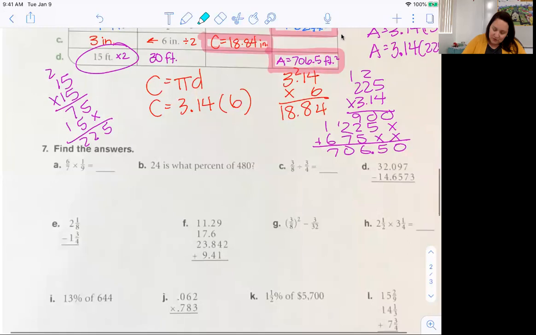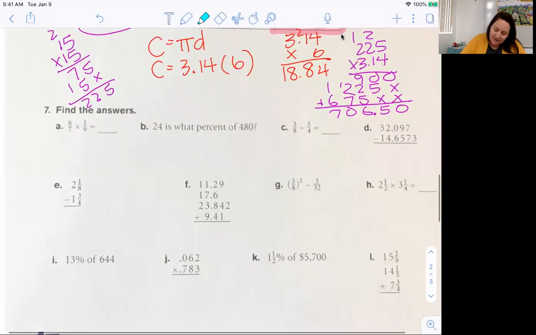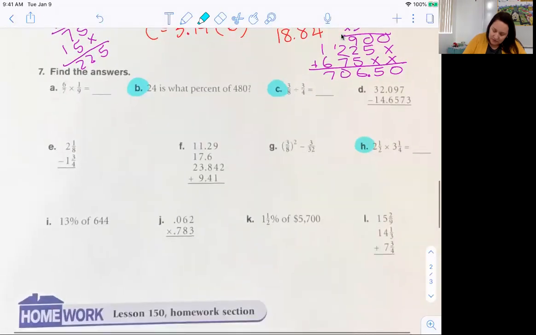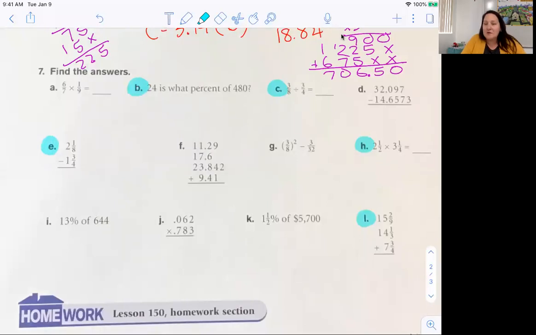I would like you to do number 7B, 7C, 7H, and 7L. Let's do one more. I'd like you to do 7E also. So you have 10 problems total.